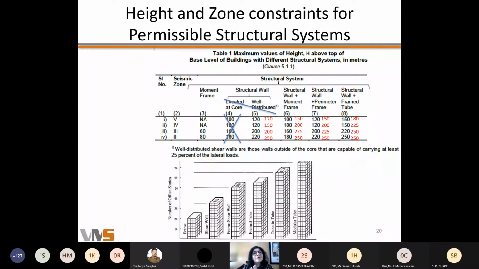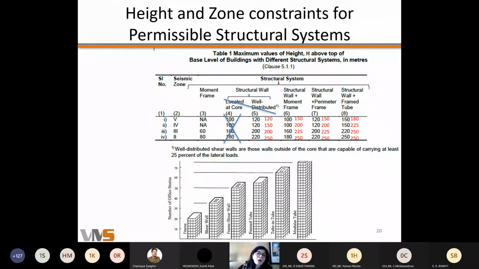Moment frames can't really be used beyond 60 meters. That also just in moderate seismic zones. And in higher seismic zones, just a moment frame for a tall building doesn't make sense. Anyway, you can't have a building without elevators, right? Which is a tall building of 50 meters or higher. So you anyway have a shear wall.